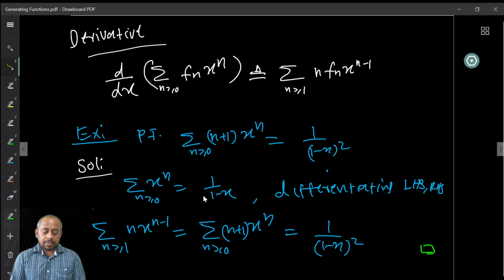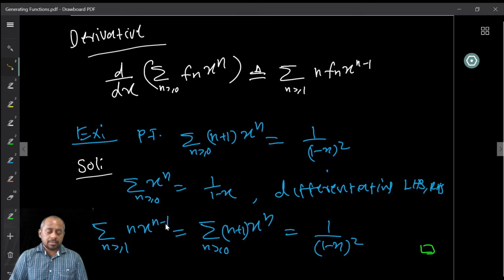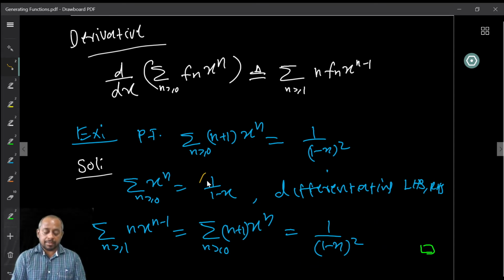And what is on the right side? The derivative of 1 by 1 minus x is 1 by (1 minus x) whole square. Right? But now this is for n greater than or equal to 1, so I can shift the index: make n minus 1 start with n. Therefore this is basically the sum over n greater than or equal to 0 of n plus 1 times x raised to n, and that is basically what we want, right? That is equal to 1 by (1 minus x) square, which is the derivative of 1 by 1 minus x. So we do the differential calculus on both sides, and you get this identity.